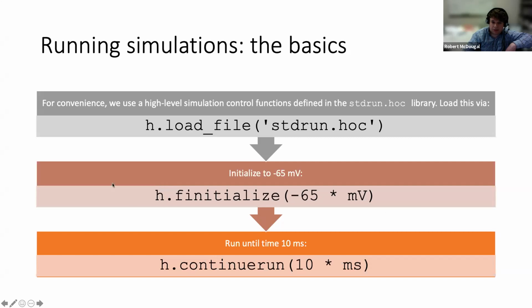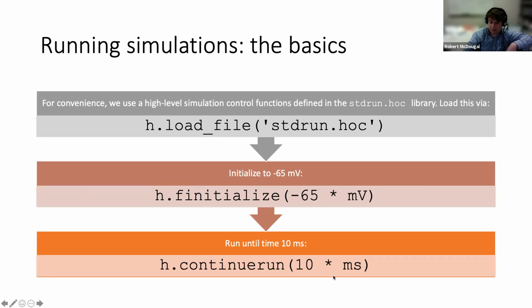The simplest initialization that you can do, and we'll talk about more complicated initializations next week, is to assume that it's a constant membrane potential everywhere. So I do h.finitialize, and then I pass in the membrane potential that I want to initialize to, so -65 millivolts. And then I can run this until a specific time using continuerun. So this will run until time 10 milliseconds.